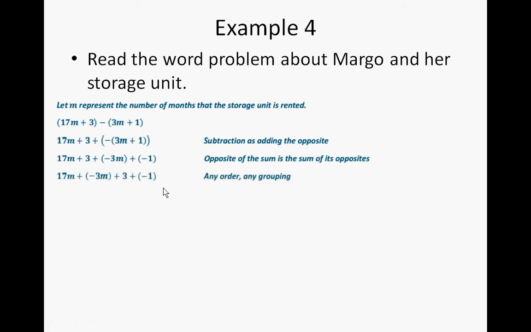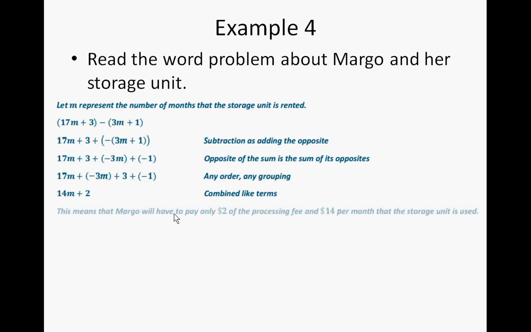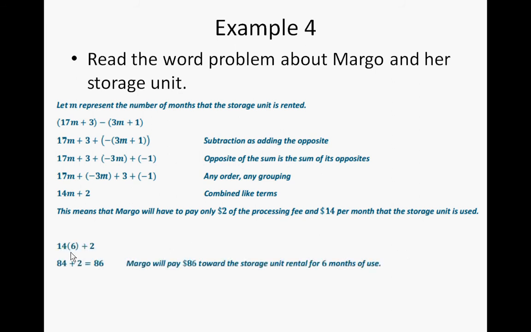So now, using any order, any grouping, we put our like terms together and our constants together. So we end up with 14M plus 2. So this means that Margot will have to pay $2 of the processing fee and $14 per month that the storage unit is used. Well, if we know that it's 6 months, 14 times 6 is 84, plus 2 is 86. Margot will pay $86 toward the storage unit rental for 6 months of use.